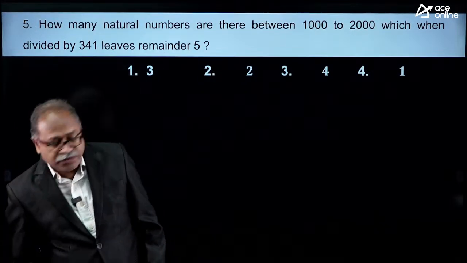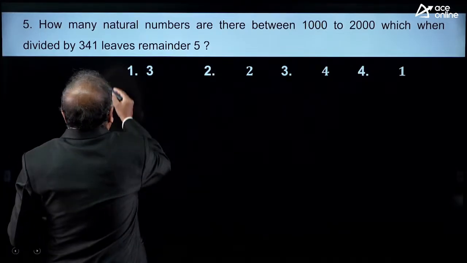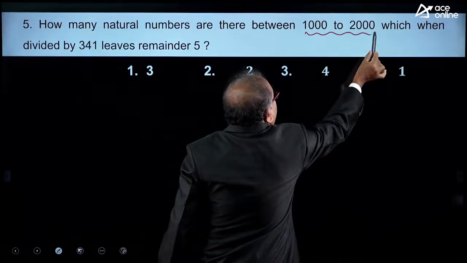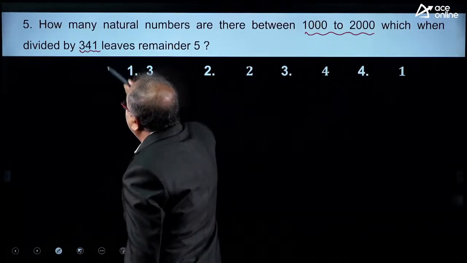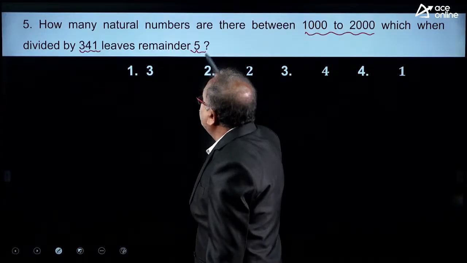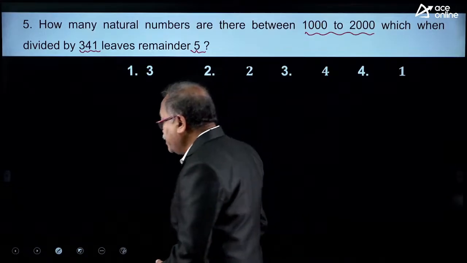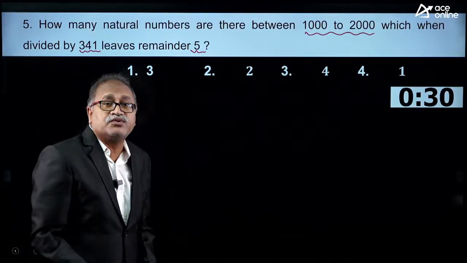Look at this. You get this type of question in the examination: how many natural numbers are there between 1000 to 2000, which when divided by 341 give a remainder of 5? Shall I give you 30 seconds to think about how to answer the question?